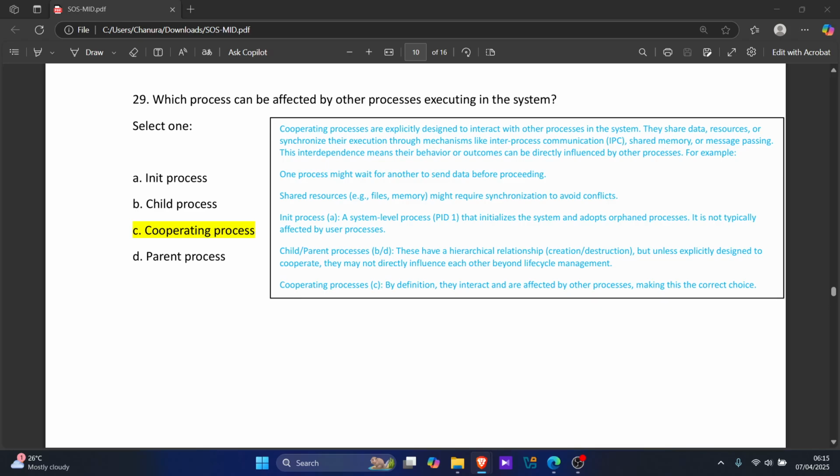The correct answer is C. Cooperating process. Explanation. Cooperating processes are specifically designed to interact with each other, whether through shared memory, message passing, or other synchronization mechanisms. Their execution and outcomes can directly depend on or be influenced by other processes in the system. In contrast, independent processes do not interact, and system-level processes like init are typically isolated from direct interference by user processes. The term cooperating process explicitly describes processes that can affect or be affected by others, making C the correct choice.